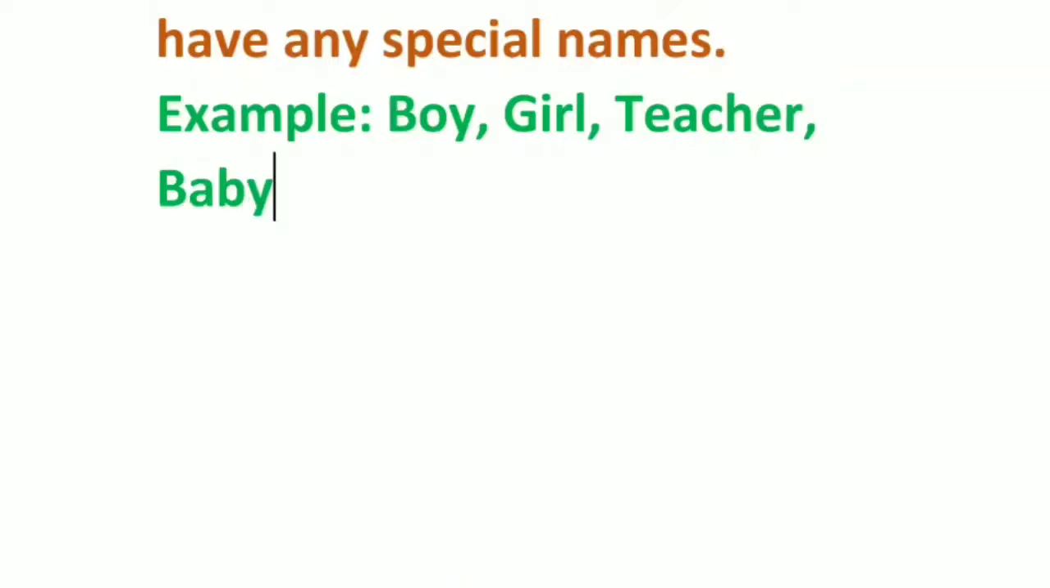I will give you some examples. Boy, girl. Then what else can it be? Teacher, any teacher, boy or girl. Then we have baby, student. These are general nouns, isn't it? I will give you one example. Just see.